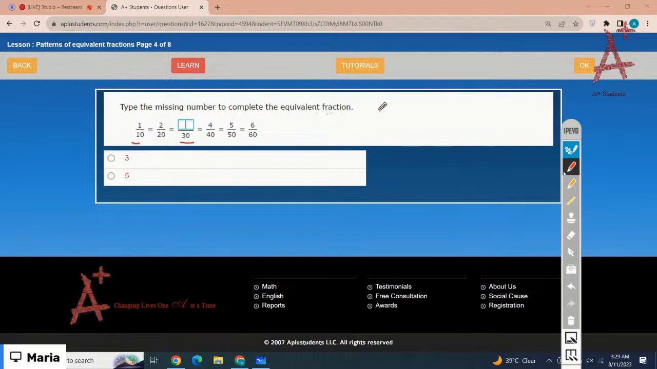That means you have to multiply the fraction by 3, so it would be 3 times 1 is 3 and 3 times 10 is 30. So that means the missing number is 3, right?